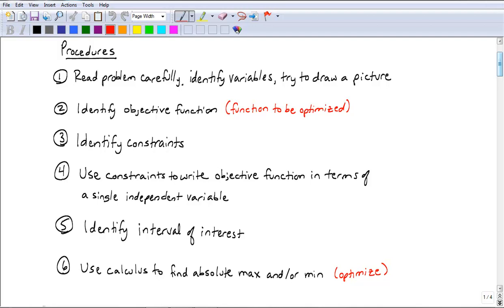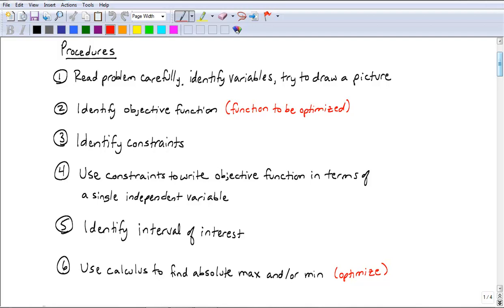The third thing is identify constraints. There are certain things that have to be true. Those things that have to be true can be put inside the function so that we can do step 4. We can use those constraints so that the objective function only has one variable in it. So when I take the derivative, I don't have to do anything funny. In step 5, identify the interval of interest. These are real-world problems, so you have to think about what can happen and what can't happen. That's what the interval of interest means. And step 6 is where you actually take the derivative to find the extreme values. And you find the critical points with the derivative, and then use those to help yourself find the extreme values.